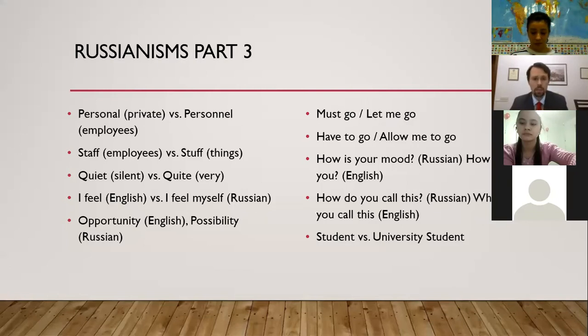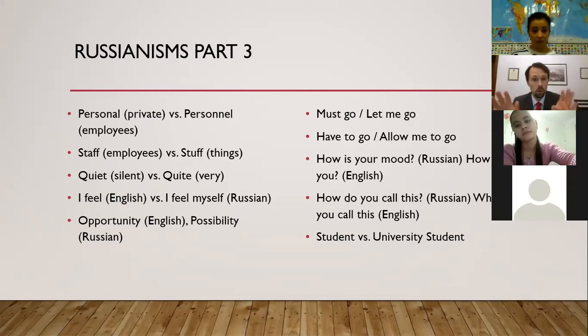Some verb patterns. Must goes without to, no to with the word must. I must go, I must have it, I must sleep now, you must sit down, you must read this. Must without to. Same thing with let. So let me go, let me see, let me think about it a minute, let me check. So let is without to.